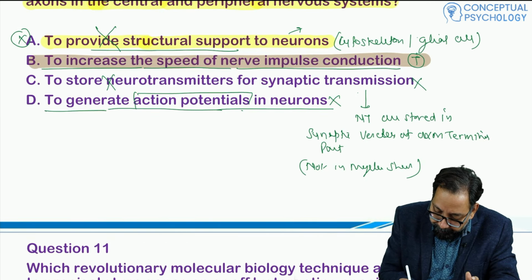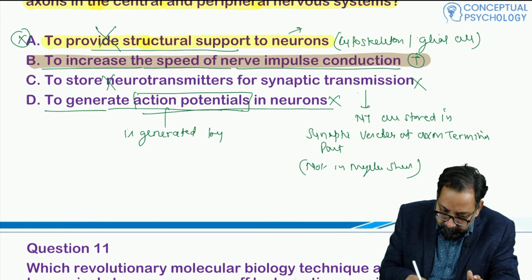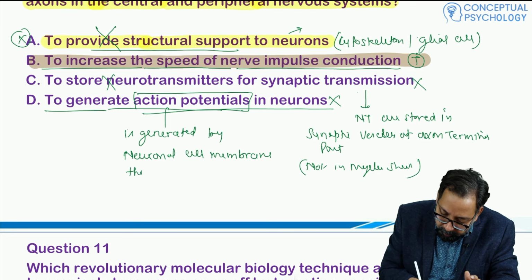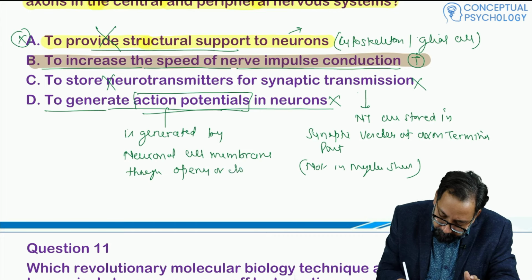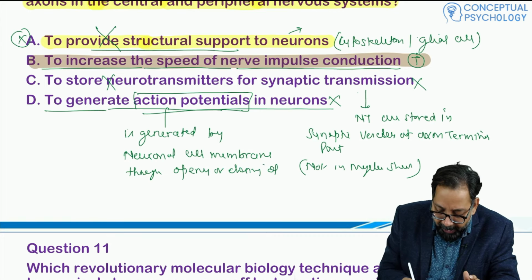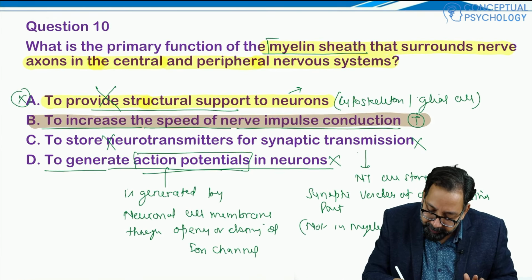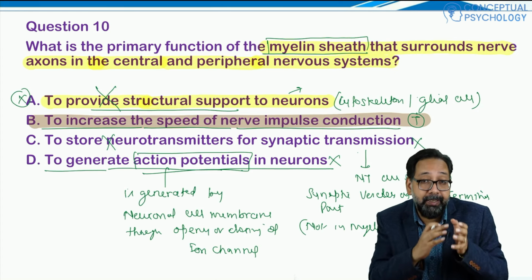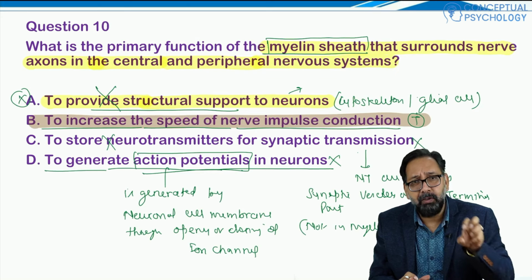Action potential is generated by the neuronal cell membrane through opening or closing of ion channels. So in this question, you can say myelin sheath has role in the speed of nerve conduction. It increases the speed of nerve conduction. Action potential is generated by opening and closing of ion channel.